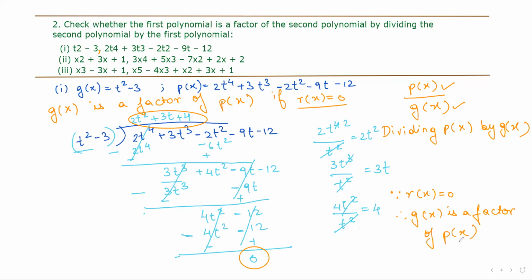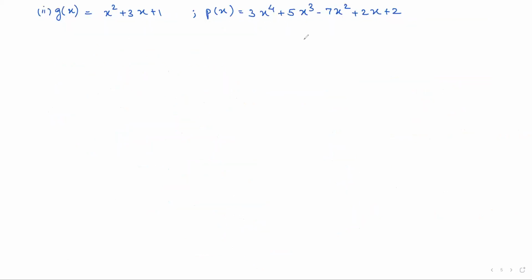Let's check for the next question. In the next part, also, you have to repeat the same procedure. First, we will see whether they are arranged in decreasing order. Yes, they are. So let's just directly divide them. Your p of x is to be written over here.